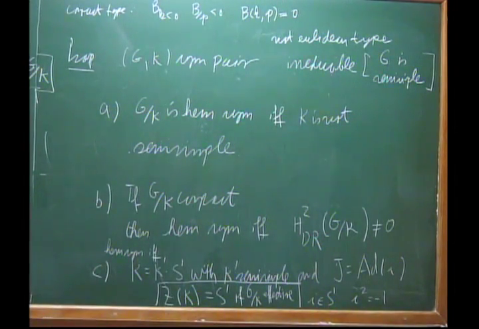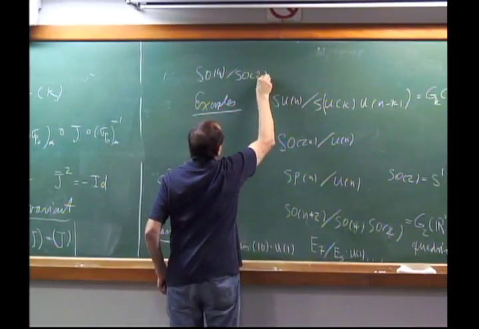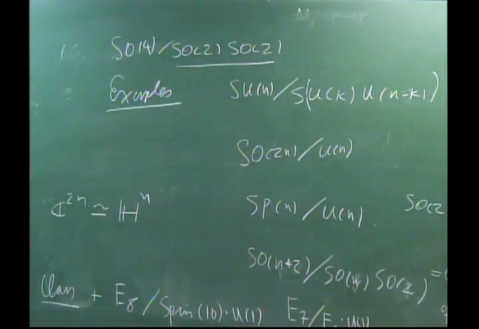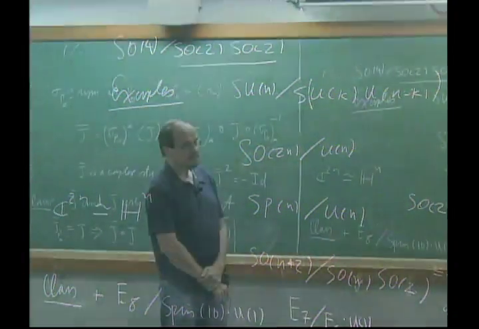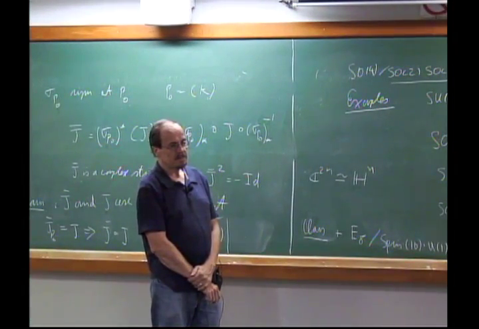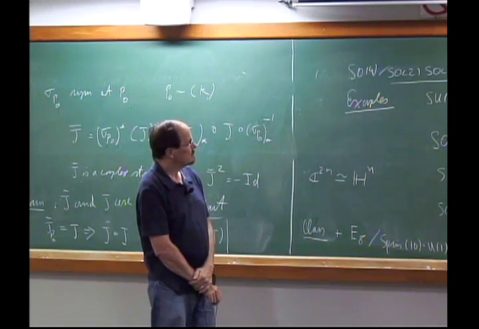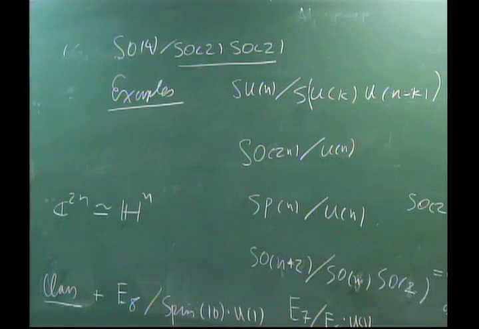Well, how does that fit with the example we discussed in the beginning? There was SO(4) mod SO(2) times SO(2). That's certainly not semi-simple, but it's abelian. So S^1 cross S^1. So that doesn't fit C. Why is that? So it's certainly Hermitian symmetric because K is not semi-simple. That's what A says. But C says, in fact, there should be only a one-dimensional center.